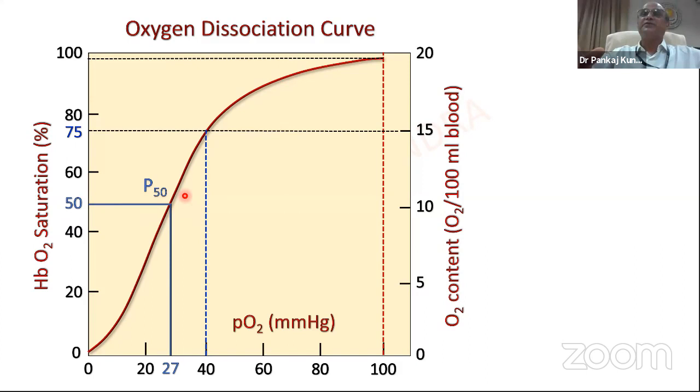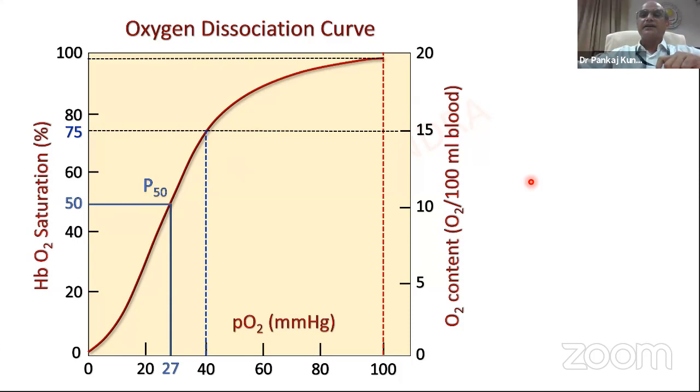If you look at the whole curve, this is the area where there's a fast decline. So if there is a shift towards the right, the P50 will give you a better measure, because that's the fulcrum. It will tell you where it is moving, and how the saturations are being altered.